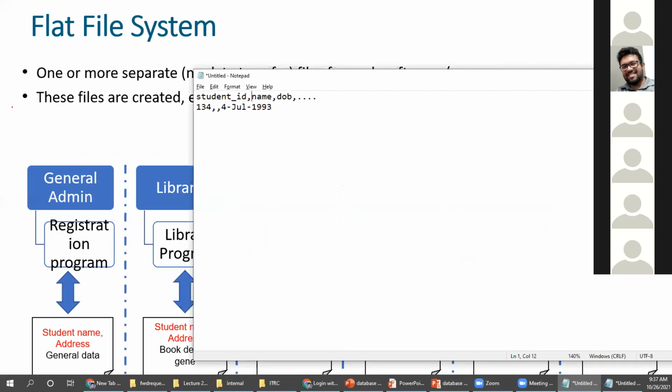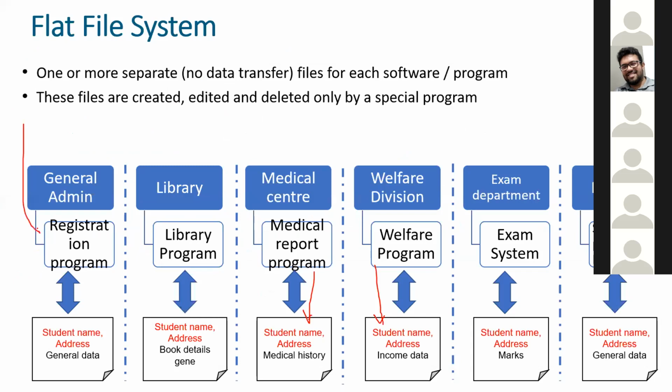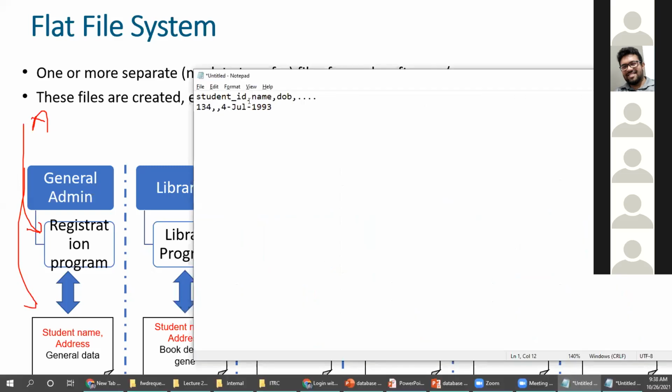Let's say this software is made by company A. The software company A developed this software and the flat file. So they have used the delimiter as comma.